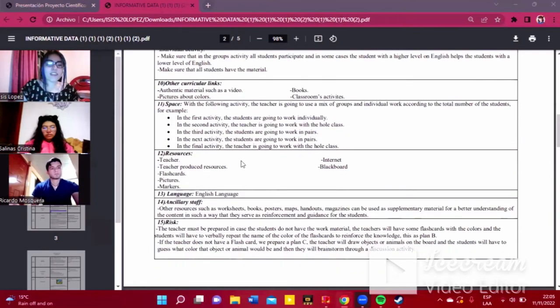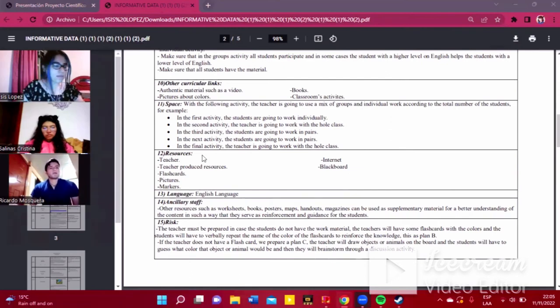And the resources are different. For example, the principal resource is the teacher. We also have teacher-produced resources, because in some cases, the teacher makes their own resources. Some flashcards about colors, pictures about objects, markers, internet connection, and the blackboard.